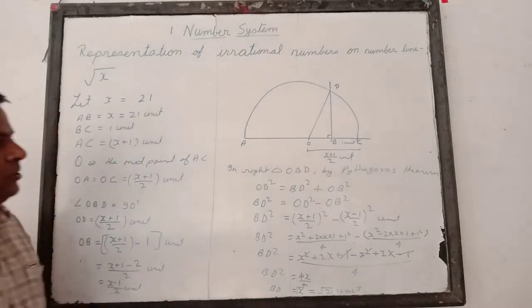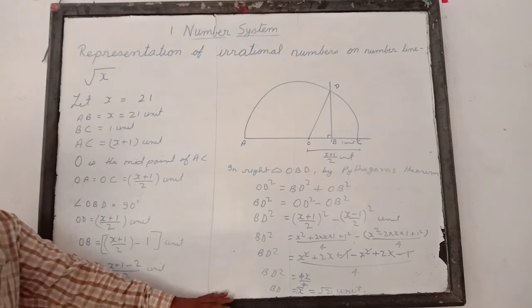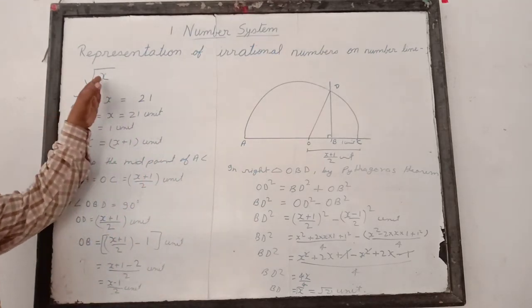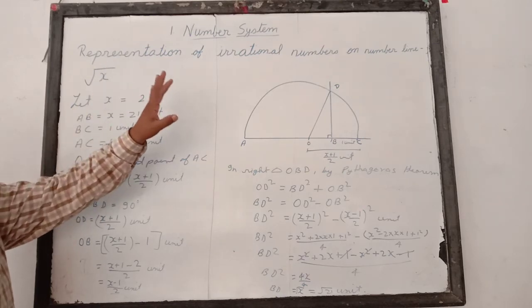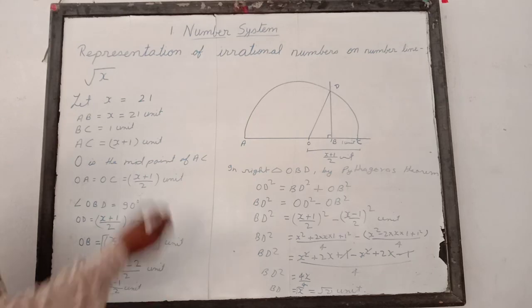So we can represent any irrational number randomly in this way. So for root x we can put any value. It can be any decimal or any non-perfect square number. You can also represent it.